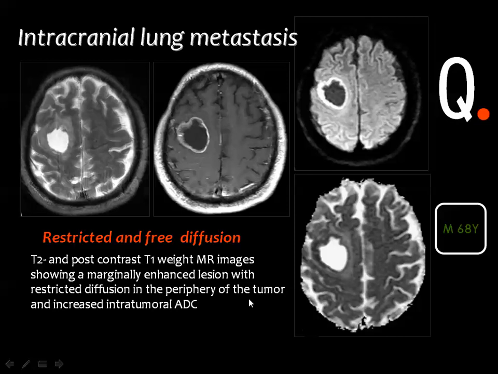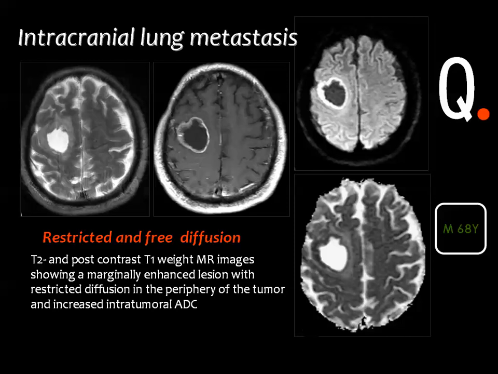But in order, of course, to differentiate between metastasis and the glioma, you should go to the history and the multiplicity of the lesions, as I have mentioned before. But diffusion weighted image cannot discriminate between metastasis and the glioma if it is solitary.